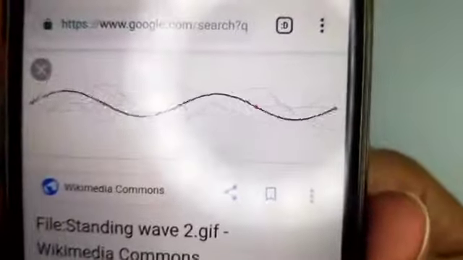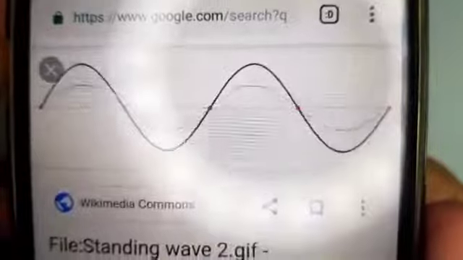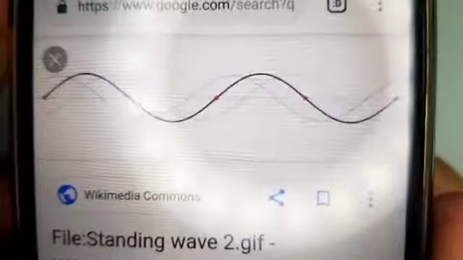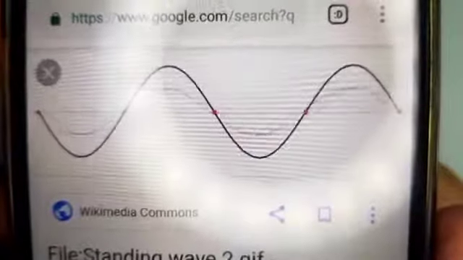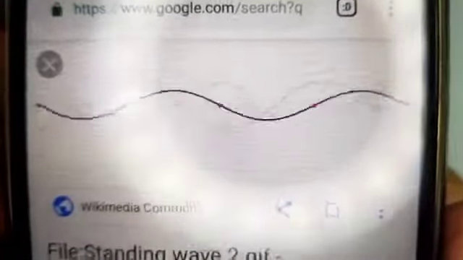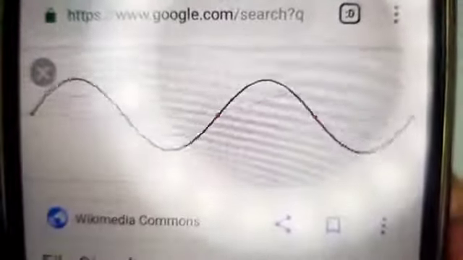We're going to be studying this today. This is what you call a standing wave. You see that? That's a standing wave, right? And this is exactly what we're going to be studying about. I hope you guys can see that. It's pretty clear, very easy to understand.